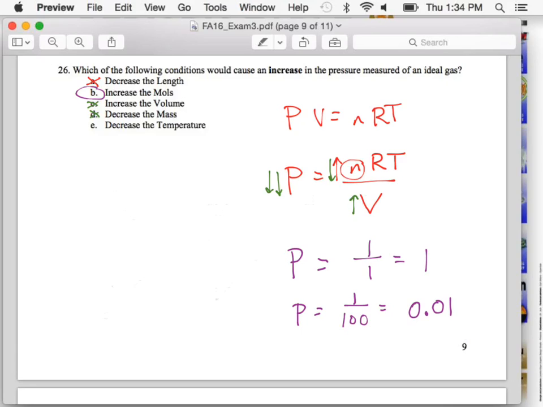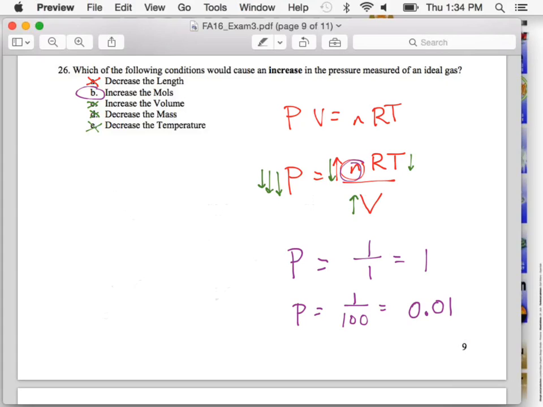Decrease the temperature. If you decrease the temperature, your numerator gets smaller, which then means your pressure gets smaller as well. Only one answer works: increase the moles. Why does increasing the moles work again? Look at our expression. If n gets bigger and T and V stay constant, what happens to P? The pressure must go up. We don't have a choice.